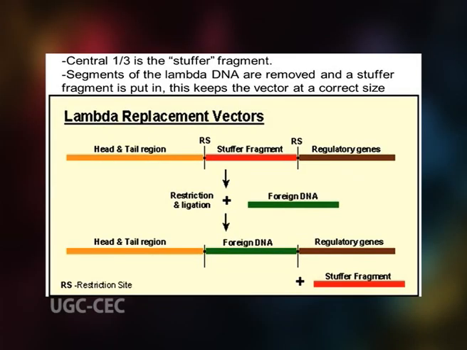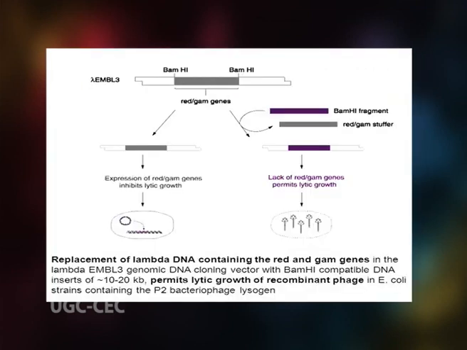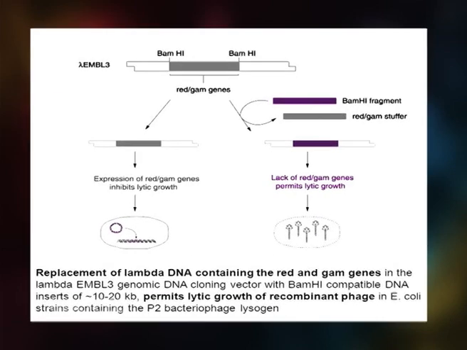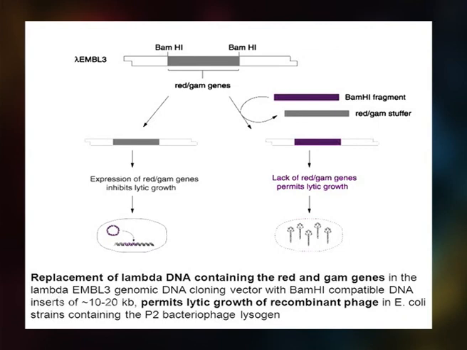The central segment of the lambda genome contains genes that are required for the lysogenic cycle, but not essential for lytic function. As a result, it can be removed and replaced by a foreign DNA fragment. Using this strategy, it is possible to clone foreign DNA up to 23 kilobase pair in length, and such vectors are normally used for making genomic DNA libraries. EMBL4 and Charon 40 are examples of lambda replacement vectors.